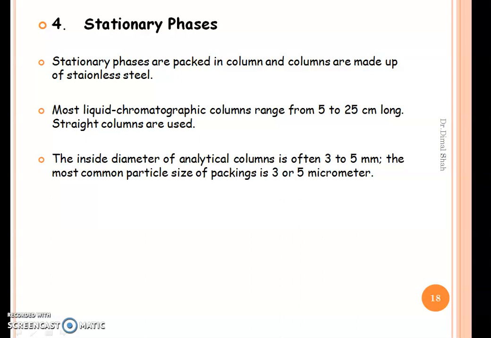Now coming back to the fourth point, that is the stationary phases. Normally, stationary phases are packed in columns and these columns are made up of stainless steel. Particularly, we are talking of analytical chemistry where stainless steel columns are normally preferred. Most liquid chromatographic columns range from 5 to 25 cm and straight columns are preferred. The inside diameter of the analytical column is 3 to 5 mm and the most common particle size of the packing is 3 to 5 micrometer.